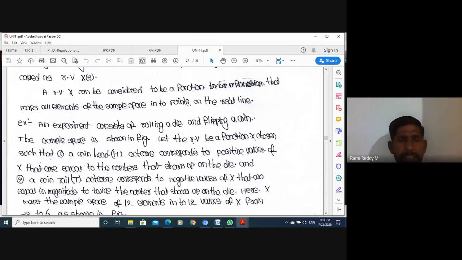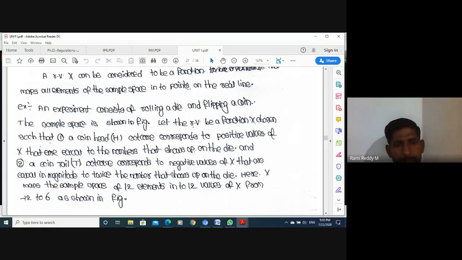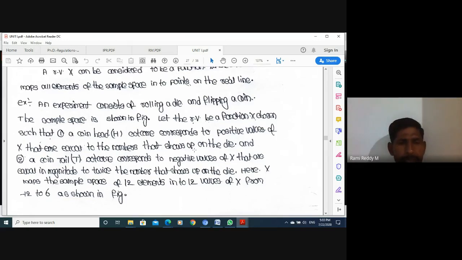consider an experiment consisting of rolling a die and tossing a coin. The sample space is shown in the figure. Let the random variable be a function X chosen such that a coin head H outcome corresponds to positive values of X that are equal to the numbers that show up on the die. The second condition is that a coin tail T outcome corresponds to negative values of X that are equal in magnitude to twice the number that shows up on the die. Here, X maps the sample space of 12 elements into 12 values of X from minus 12 to 6, as shown in the figure. You can observe here.